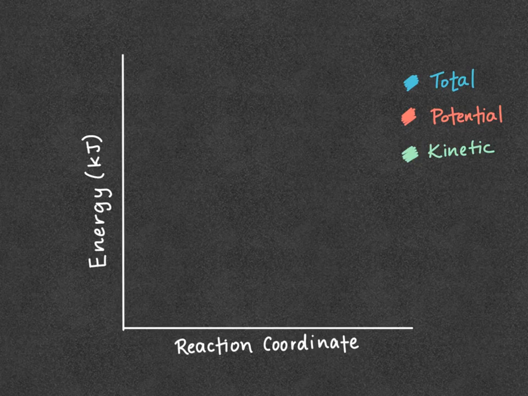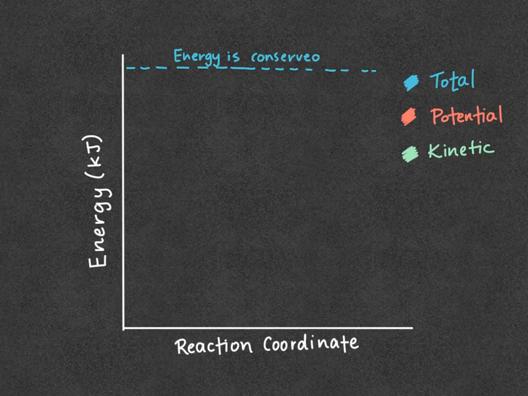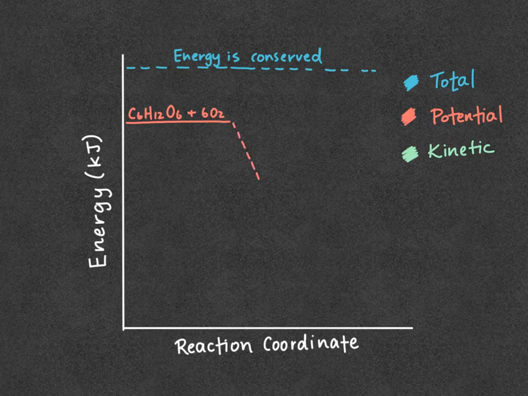So we're going to look quickly at just the schematic of this reaction over time. So in any reaction, our total energy is going to be conserved. And so we're going to start with our potential energy. And we start with our reactants. Now our reactants have quite high potential energy. So glucose plus oxygen. This potential energy, as the reaction proceeds, will decrease until we form our products of carbon dioxide and water.